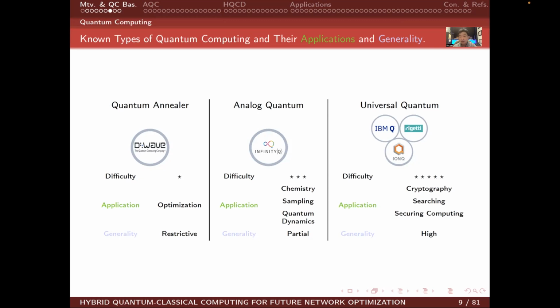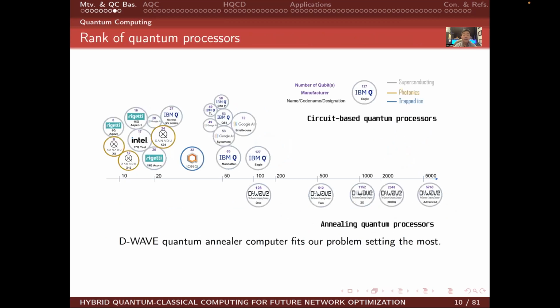Well, for the universal quantum, basically the applications are crypto, search, and secure computing. The generality is very high. So if universal quantum is implementable, then in the future all this crypto will be easily broken down, and all this blockchain is kind of over. So you can see how powerful quantum is. So here, it's a kind of trade-off.